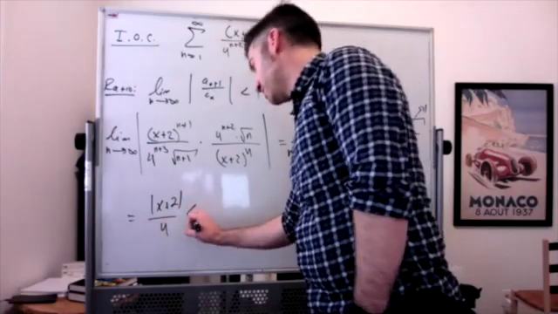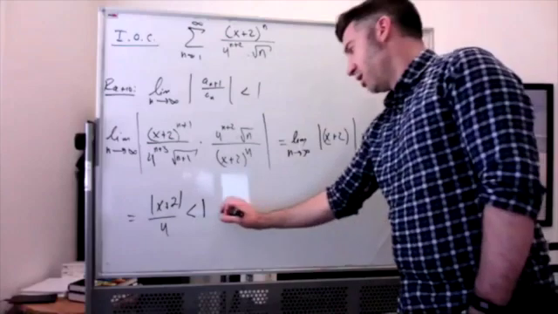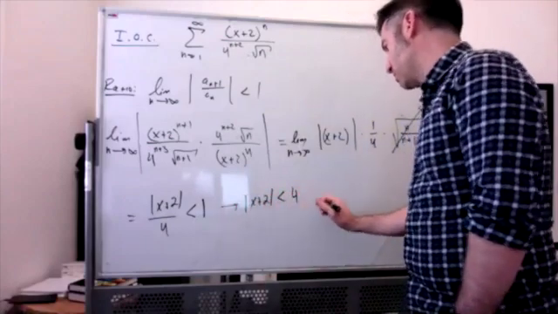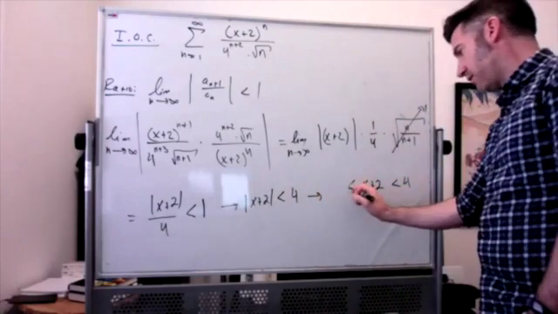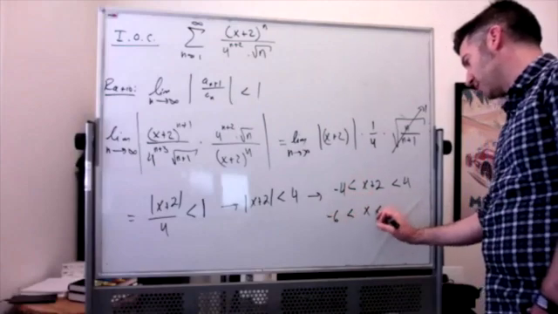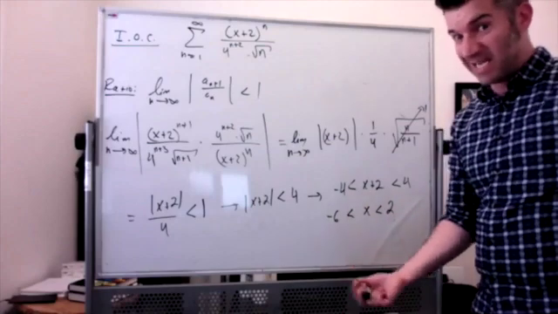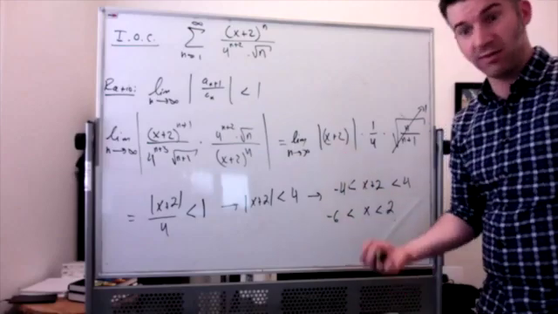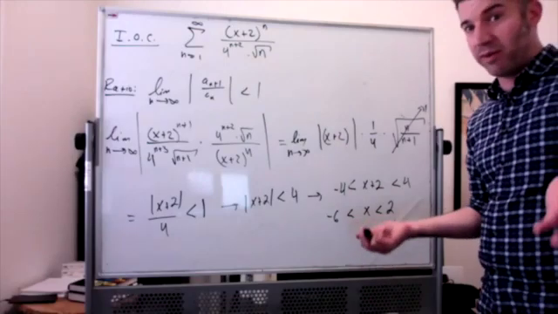And we want that to be less than 1, because that's when the ratio test shows convergence. So that means we want the absolute value of x plus 2 to be less than 4, which means we want x plus 2 to be between negative 4 and 4. Then we subtract 2 from every side, and we get x is between negative 6 and positive 2. Our length of convergence is 8, from negative 6 to 2. Our radius of convergence is half of 8, which is 4. And then our interval of convergence is negative 6 to 2, but we don't know about the endpoints.